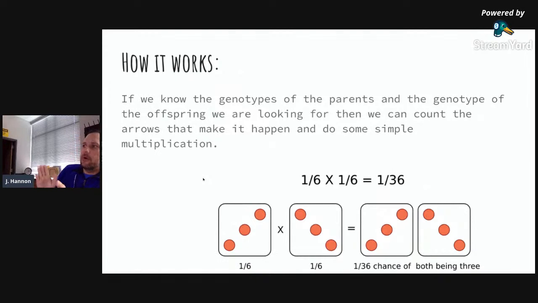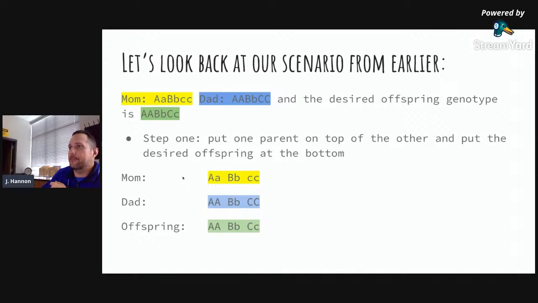So if we know the genotypes of the parents and we know the genotypes of the offspring that we're looking for, we can count the arrows and do a little bit of simple math, and it's going to tell us the probability or the percentage of that particular offspring's genotype. So let's look back at our original scenario from a few slides ago.